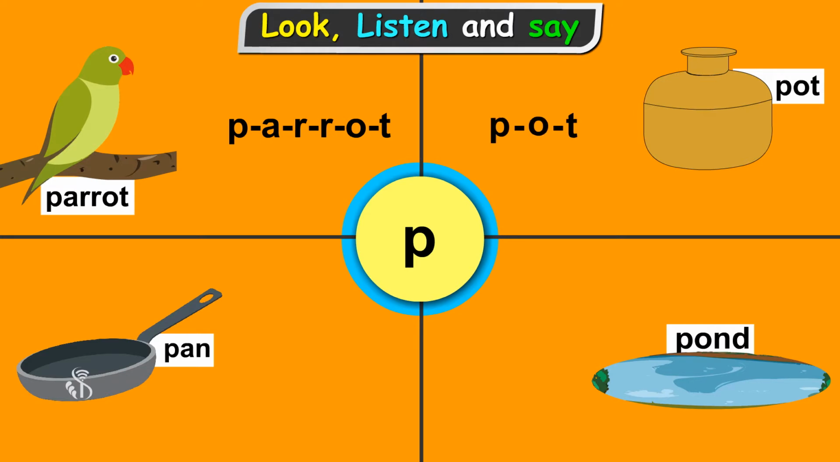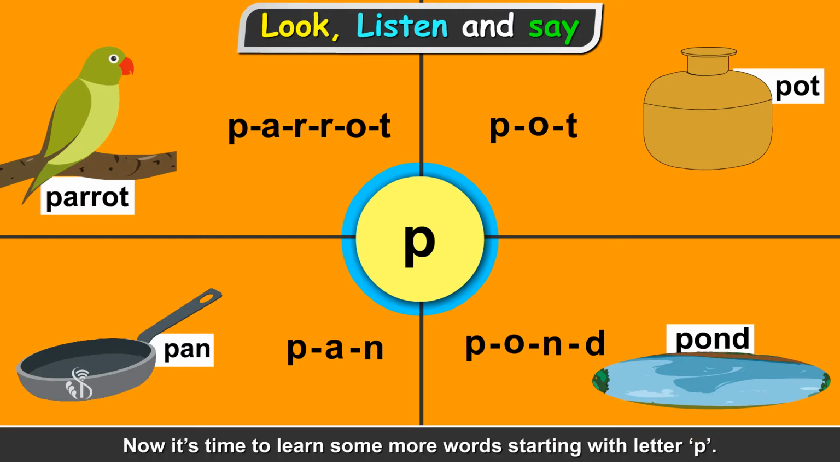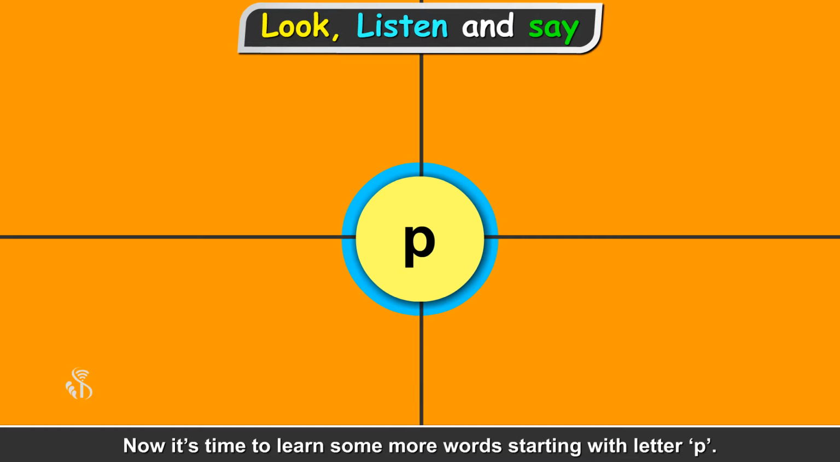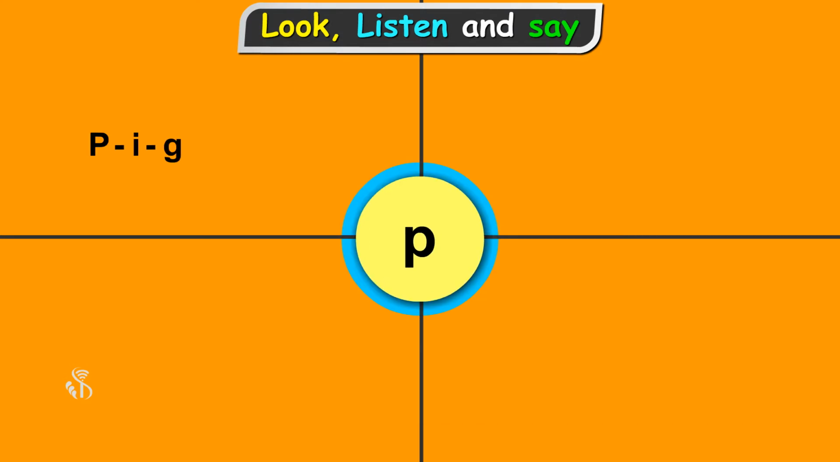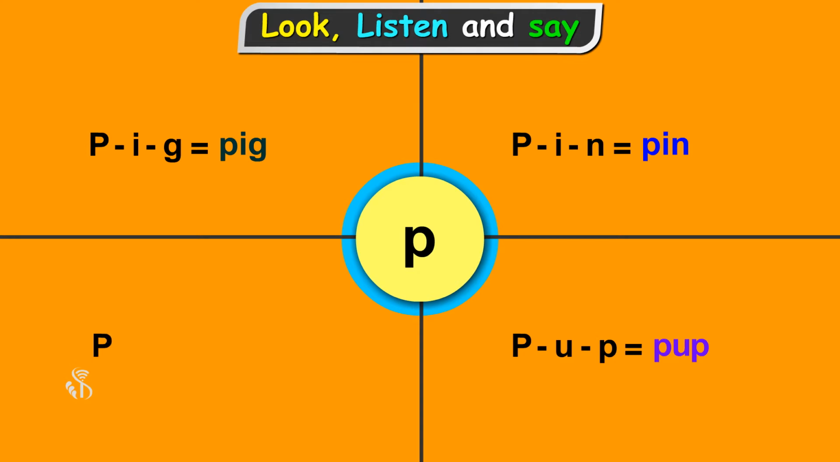P-O-T, pot. P-A-N, pan. P-O-N-D, pond. Now it's time to learn some more words starting with letter P. P-I-G, pig. P-I-N, pin. P-U-P, pup.